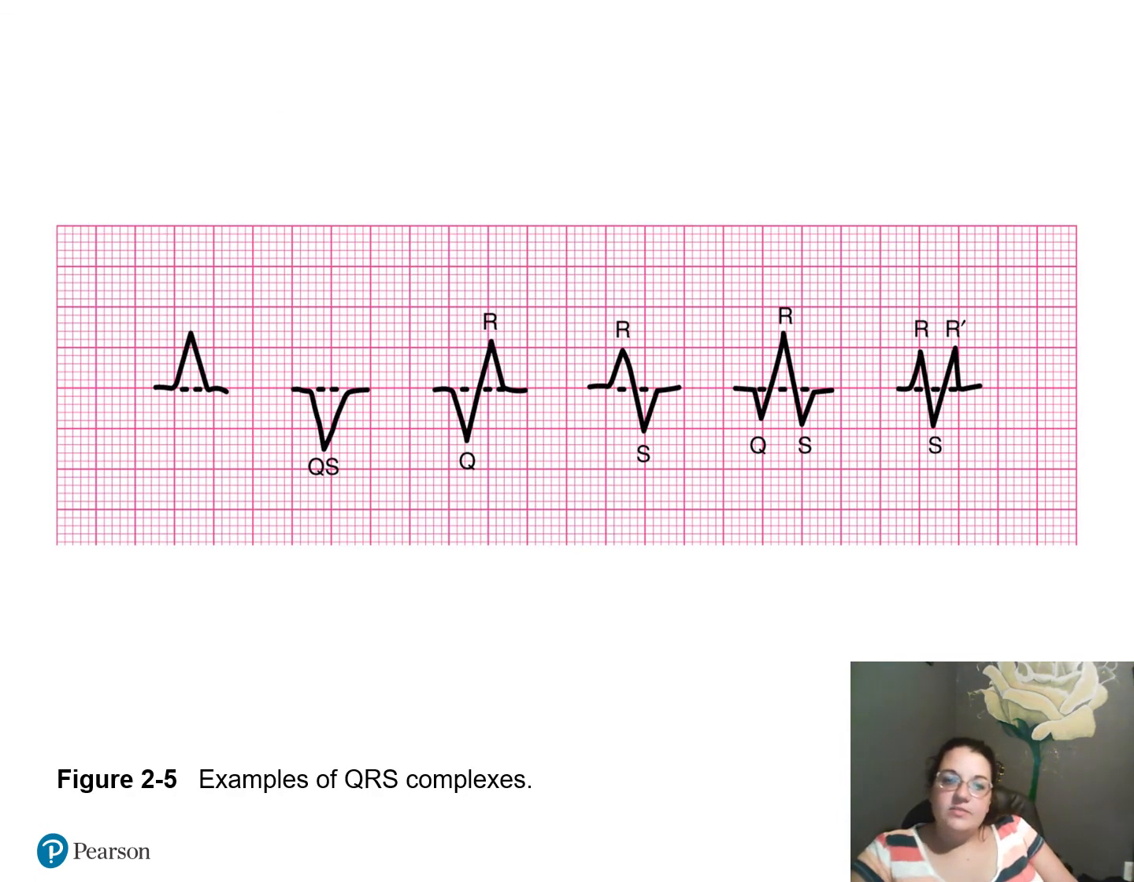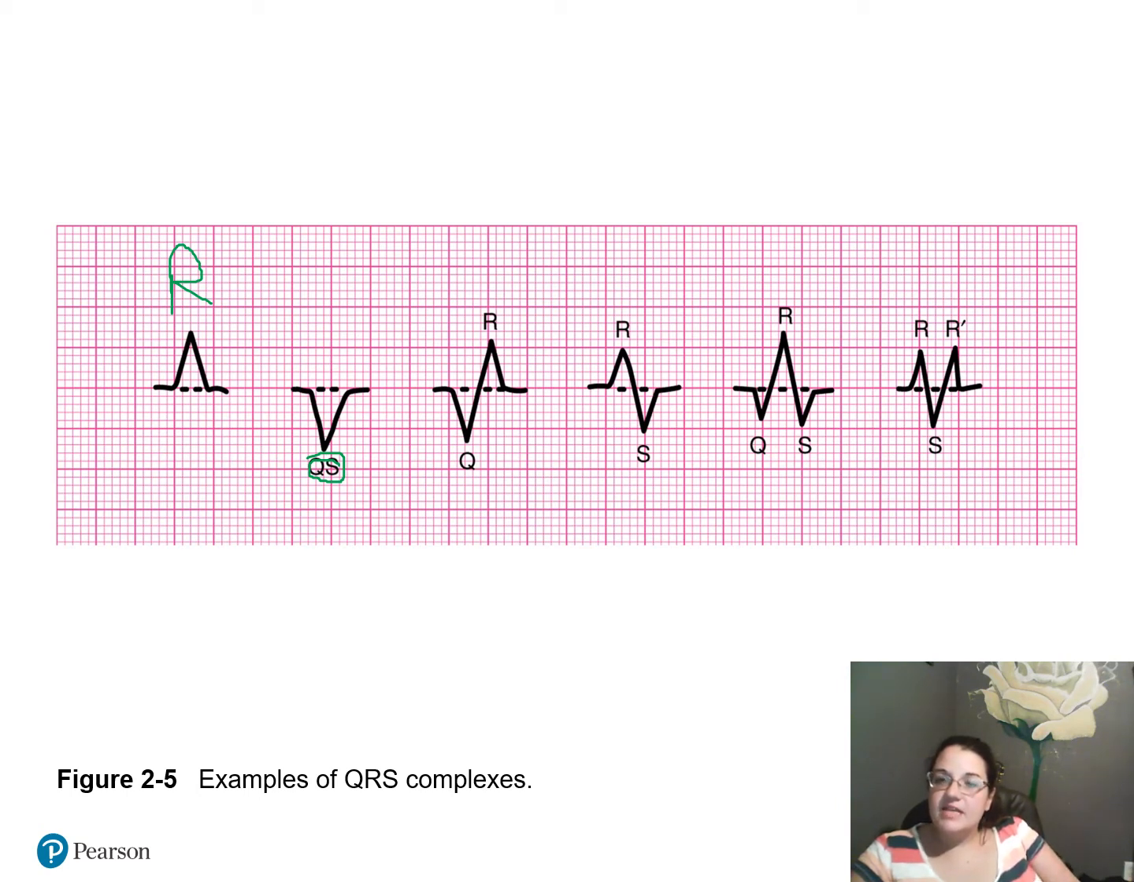Okay, so for example, here we have a positive deflection, so it is just an R wave. But here we have a negative deflection with no positive, which makes it a QS. Here we have a negative deflection and then a positive, which makes it a QR. And then we have a positive and then a negative, which makes it an RS. So notice the S, it's not a Q because it's coming after the R. So it is an S.